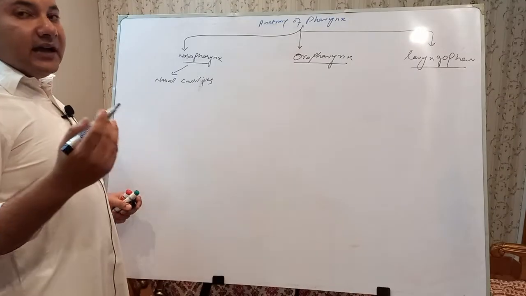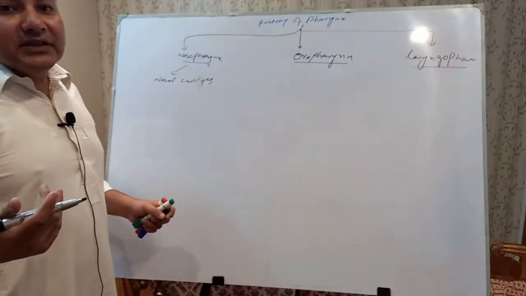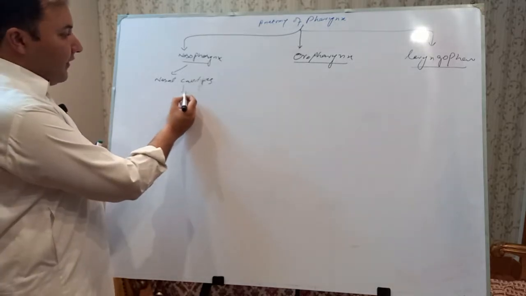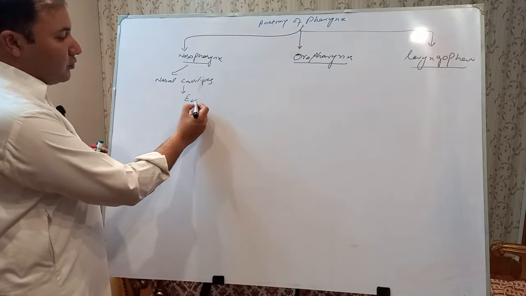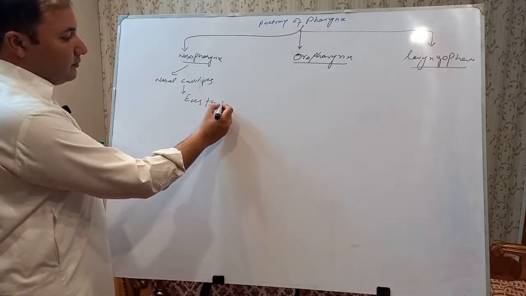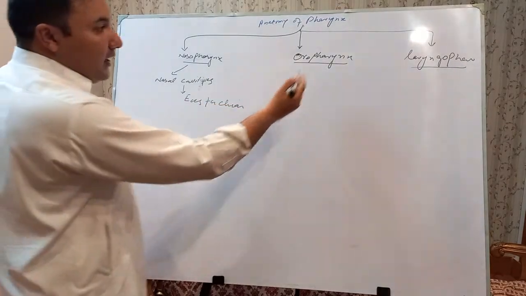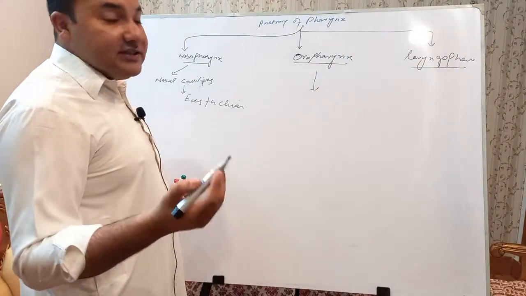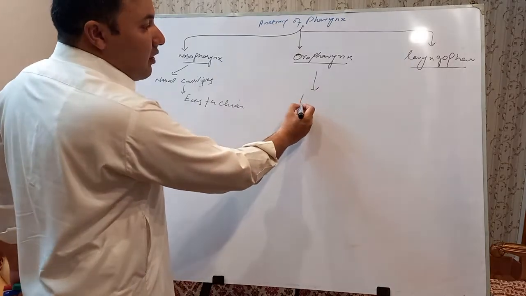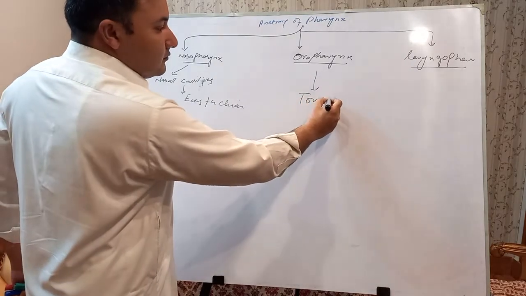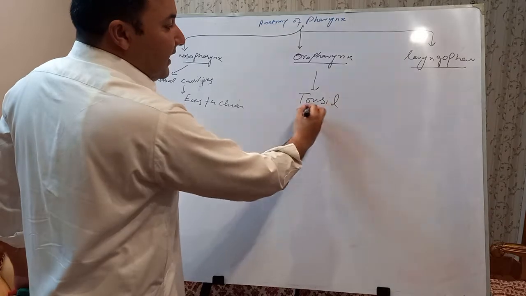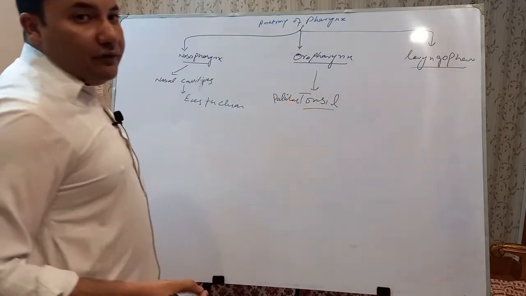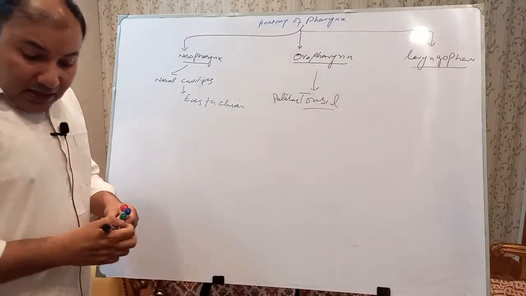We know that there are some important structures present in these parts, like in the nasopharynx we have the eustachian tube. In the oropharynx we have different arches and folds, which consist of tonsils. Basically these are the palatine tonsils. We have the palatine tonsil in the oropharynx.